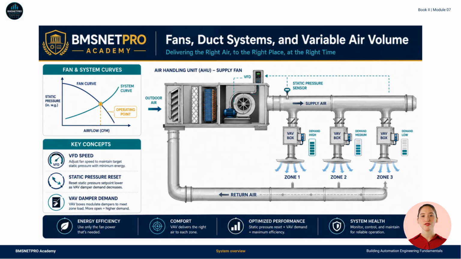Return air, relief air, exhaust, and outdoor air also affect building pressure. A professional does not diagnose the system from one point alone. We look for relationships: speed to pressure, pressure to airflow, damper position to demand, and airflow to comfort, ventilation, and energy.